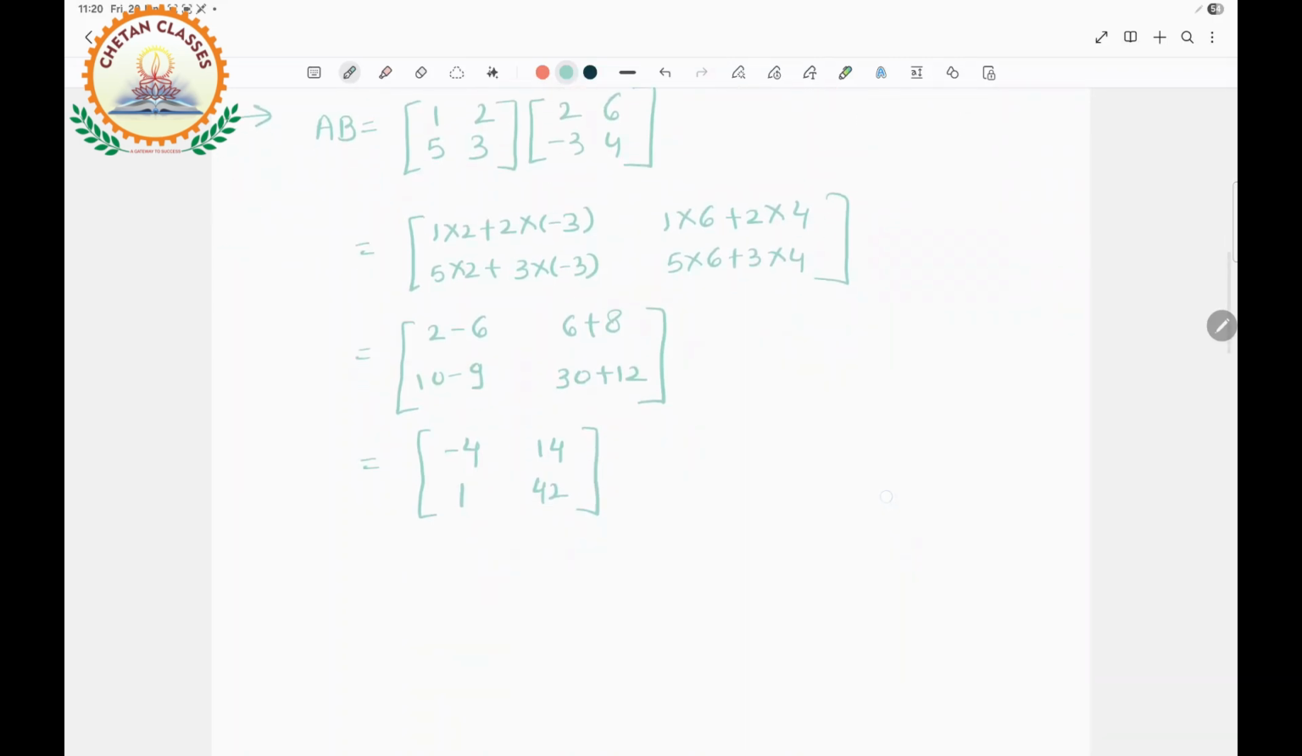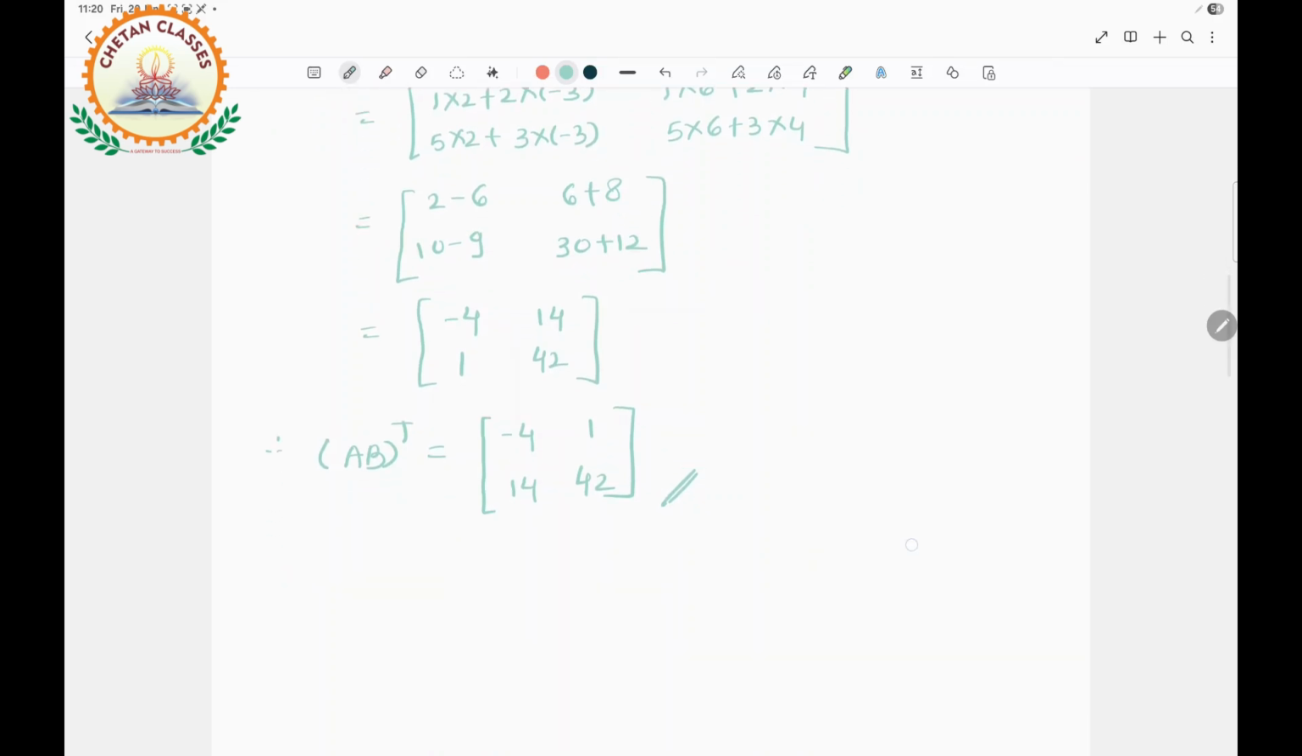We want to find AB transpose. So therefore AB transpose, it means row becomes column. So first row becomes first column, so minus 4, 14, this is the first column, and second row becomes second column, that is 1, 42.